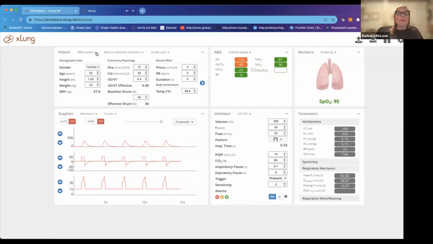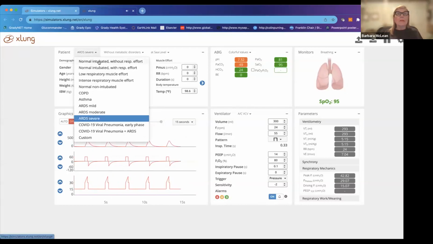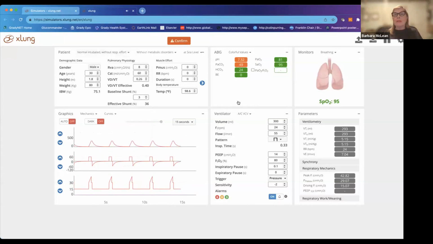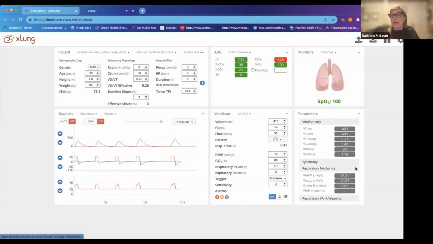Now, what I'm going to do is go back to normal intubation without much respiratory effort. And I'm going to go back up on his volume to 400 because I think we missed some of that, and down on his respiratory rate to 14. I want you to watch what happens to his peak pressures as I do that. And you can see the peak pressure drop significantly. Now, this is a nice, normal, compliant lung, and his peak pressure is 26. So that's fantastic.